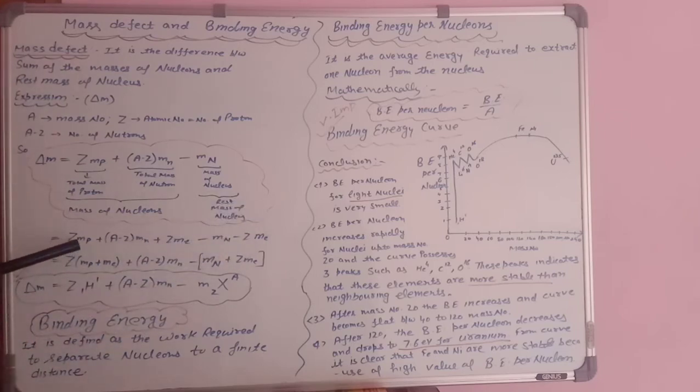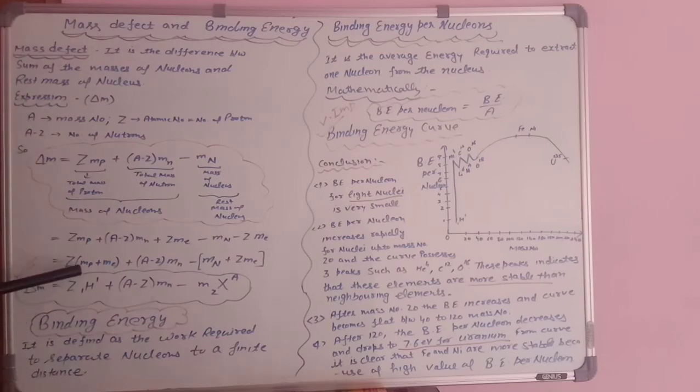So students, now I have taken these two terms together, Zmp and Zme, and added them, with (A minus Z) mn as it is. And these two terms I have also joined, taking the minus sign outside, minus (MN plus Zme).